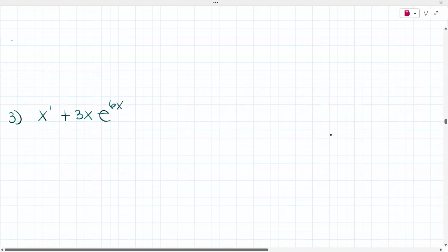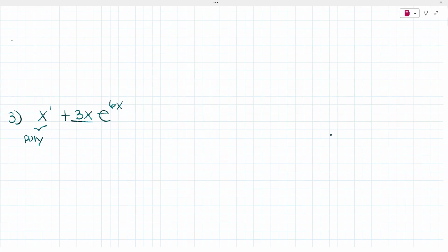Okay, let's look at the third one. We have x to the 1 plus 3x e to the 6x. Here, x to the 1 is a polynomial. And then 3x times e to the 6x is a polynomial times an exponential, so it's going to be t^m times e^(rt). Let's start with the x. This is a power of 1, so it's going to be D to the m plus 1. My m is 1, so 1 plus 1 is 2.